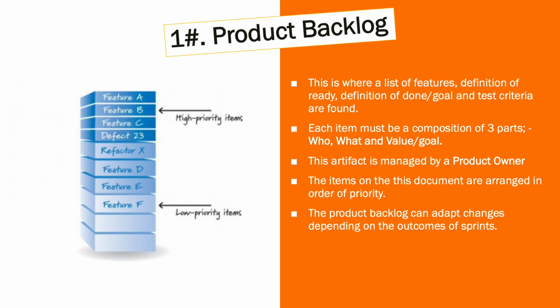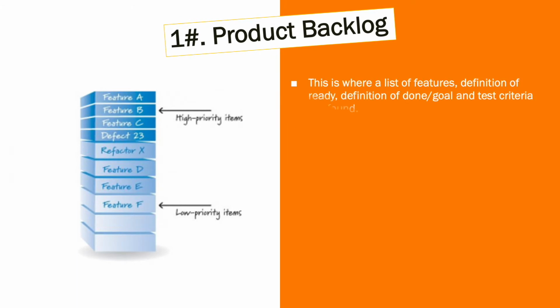This artifact is managed by a product owner. So that means that who decides what appears on the product backlog is the product owner. However, the Scrum Master and the team must refer to the product backlog to ensure transparency. The items on this document are arranged in order of priority so that they can easily be identified and be picked out to be placed in the sprint backlog.